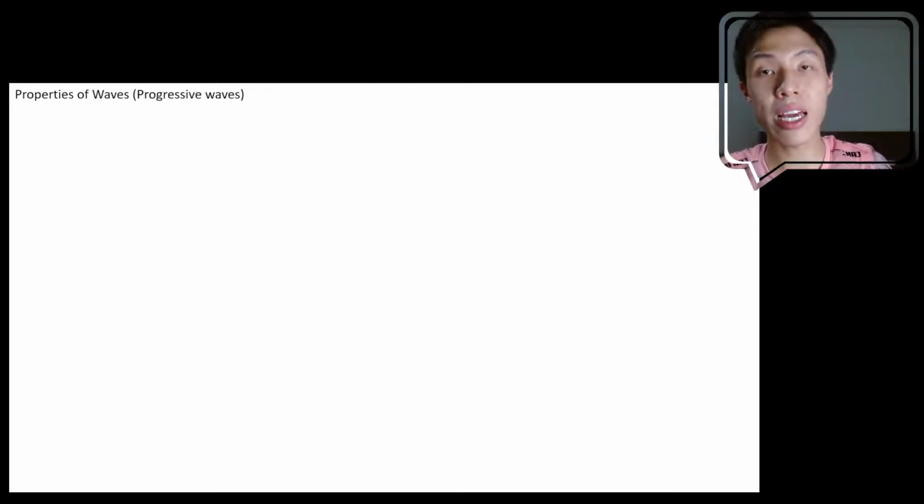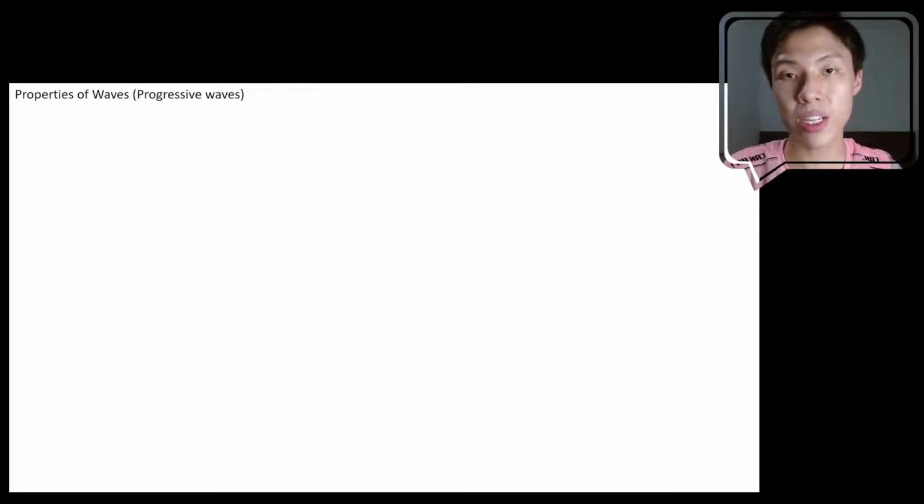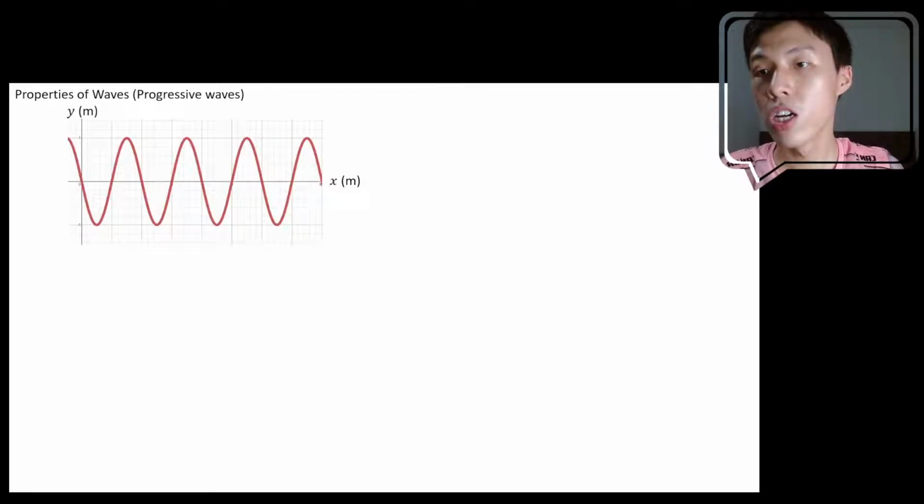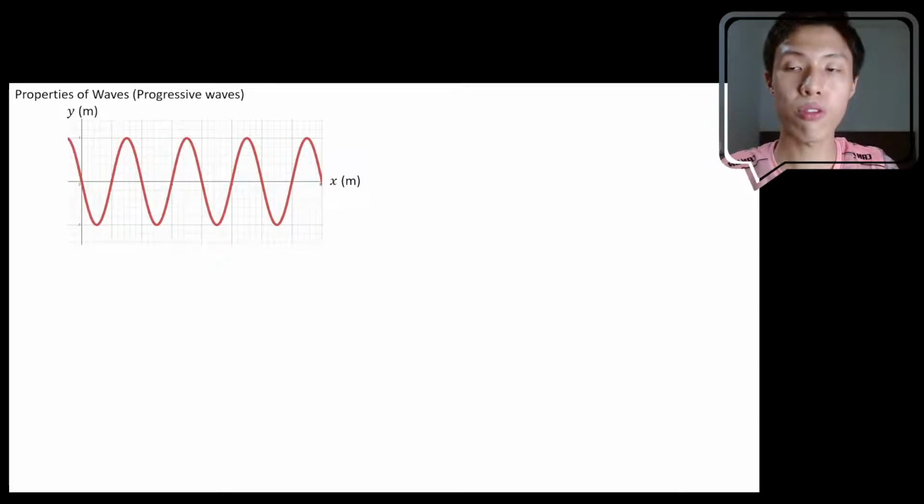So we'll be looking at what a progressive wave looks like, and what parameters we can use to describe a progressive wave, and from there we see what will happen if we change the parameters of the progressive wave. So this will be how a mechanical wave looks like.